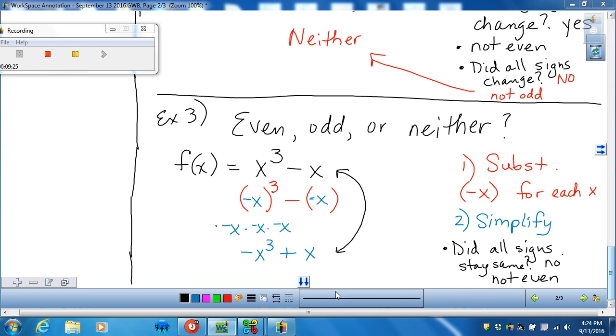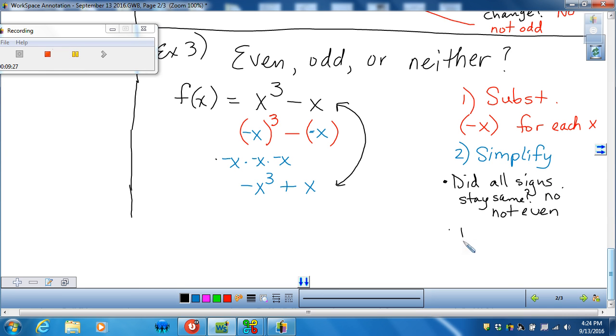Next question. Did all signs change? This will answer the question about whether it is odd or not. If you look at the first one, we went from x cubed to negative x cubed, so this one changed. Negative x became positive x, so this one changed. So all of my signs changed.